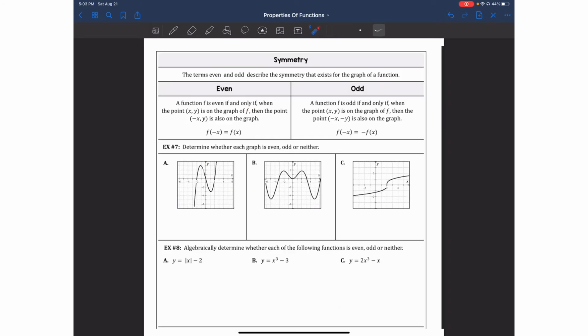Okay, so looking at the last property, we are going to be talking about even, odd, or neither functions. So meaning that a function is going to be classified into 3 categories. The first one, even, the second one, odd, and then the third one, neither, meaning it's not even nor odd. If you have a graph, it's pretty easy to identify them. Even functions are going to be symmetrical about the y-axis. So the y-axis is going to be your line of symmetry.